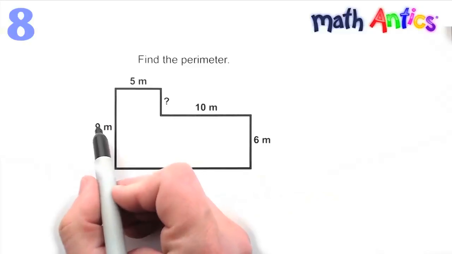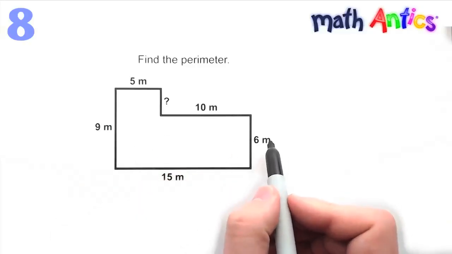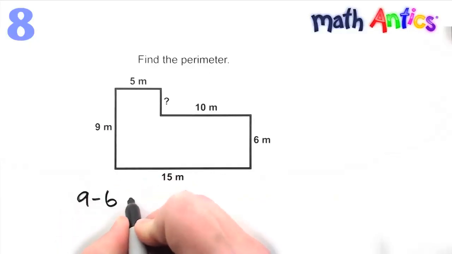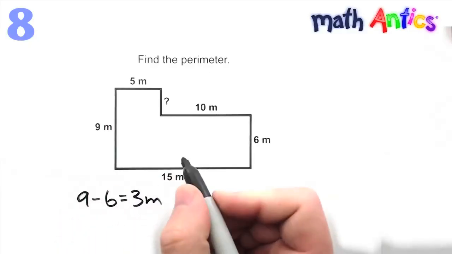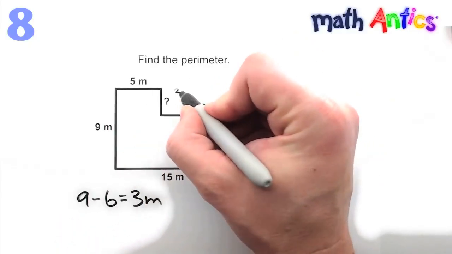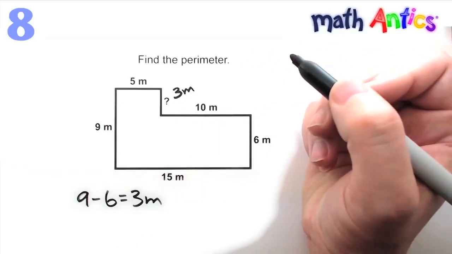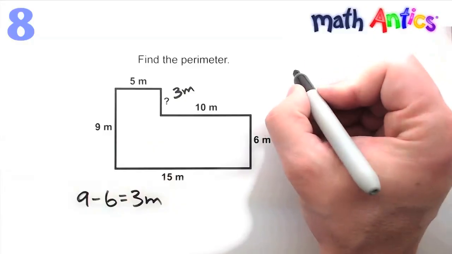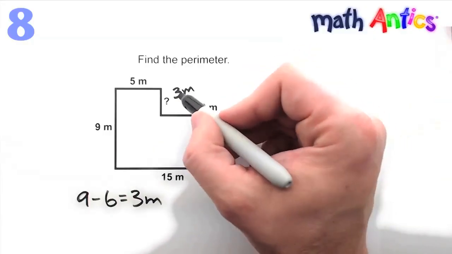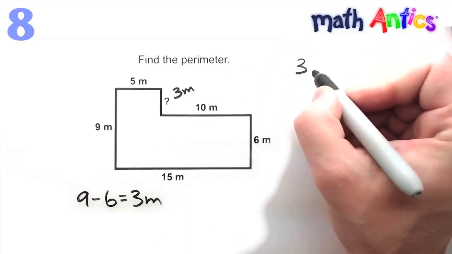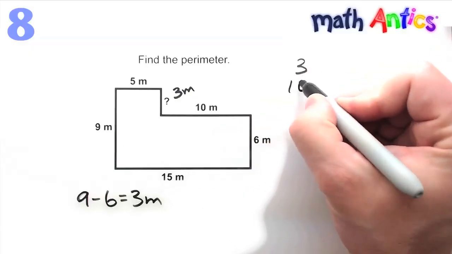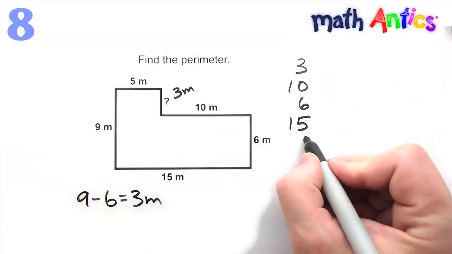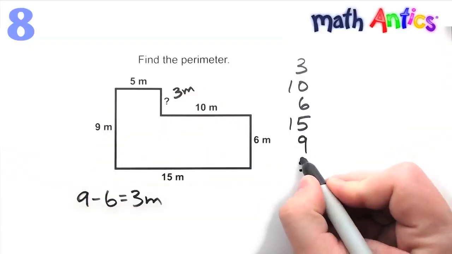So let's see. So we have 9 meters minus 6 meters will give us this length here. So we have 9 minus 6 equals 3 meters. So this length is 3 meters. All right, so now we just add up all the lengths like we do normally. So let's go ahead and start with the one we just figured out. Let's start with 3. Add 10, 6, 15, 9, and 5.